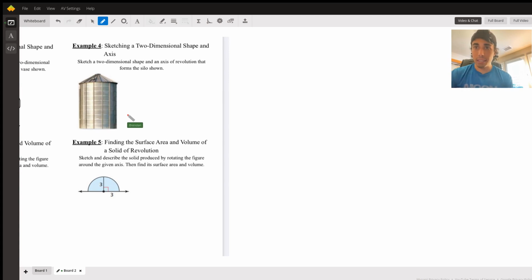Number 4, very similar type of thing. So we've got this silo here, sketch a two-dimensional shape in an axis. So we've got our axis, and the two-dimensional shape is just going to look something like that, right? Because when I'm spinning that around my axis, the base rectangle will make the cylinder, and the little triangle piece up top is going to make the cone on top of it. Rotating it around the axis is going to give us that silo shape.